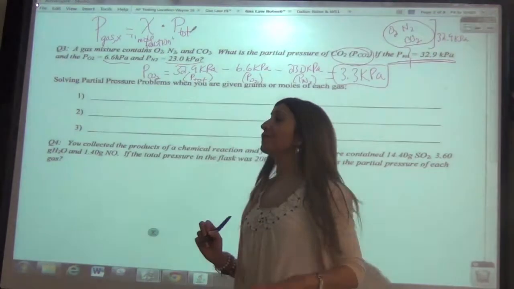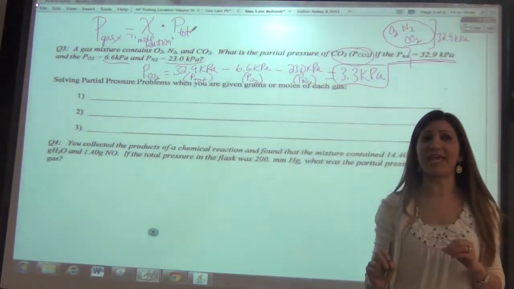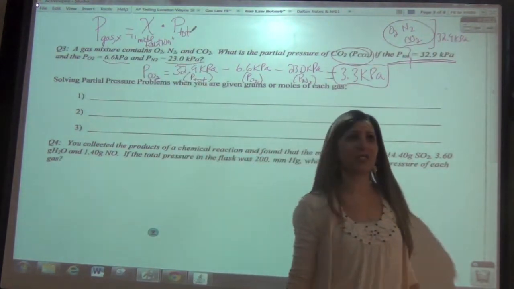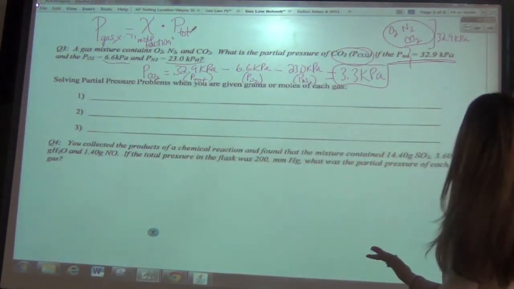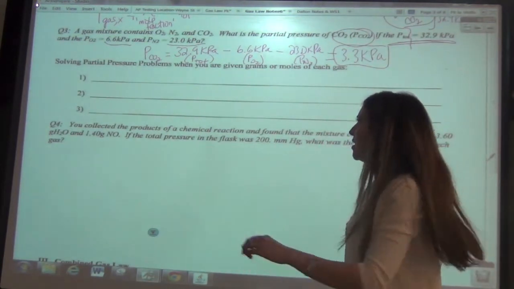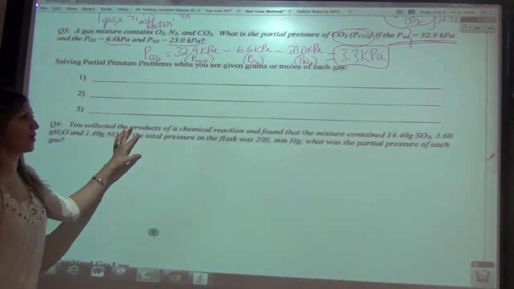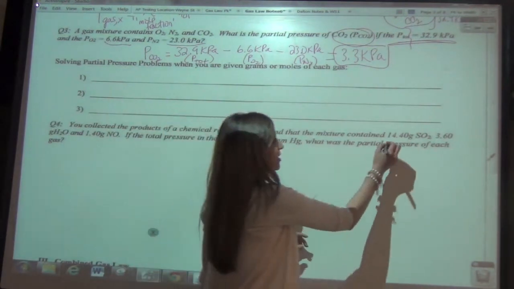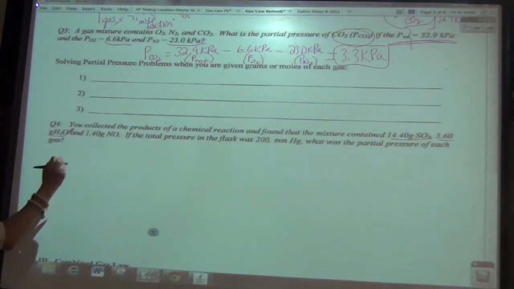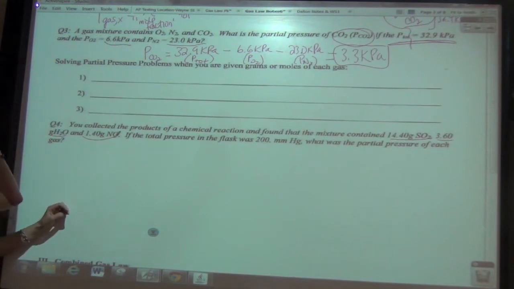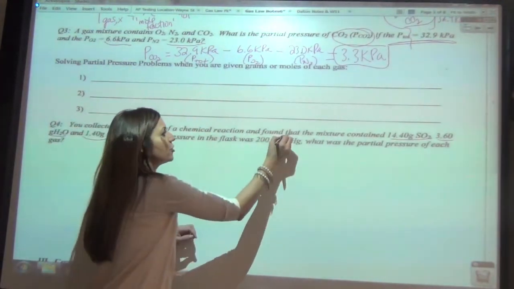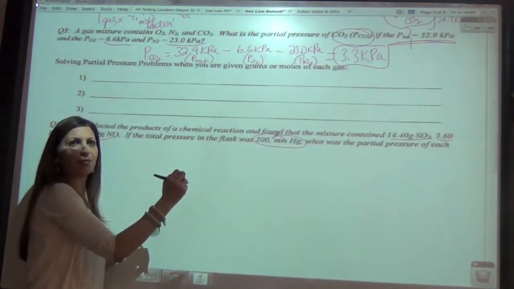Perfect, okay? So if you ever want to know what the partial pressure is of a gas, you're just going to multiply your mole fraction by the total pressure, okay? So let's take a look at this problem. And this is the hardest that it will get, all right? This is the hardest that it will get. It says you collected the products of a chemical reaction, and you found that the mixture contains SO2, 3.6 grams of water, and 1.4 grams of NO. And then they tell you that the total pressure in the flask is 200. So guess what I'm going to write this variable as?